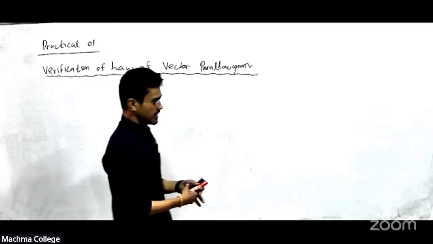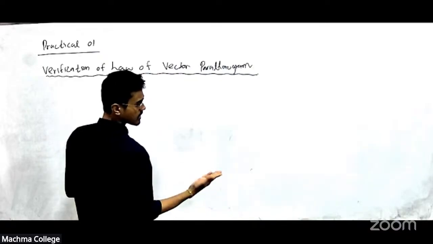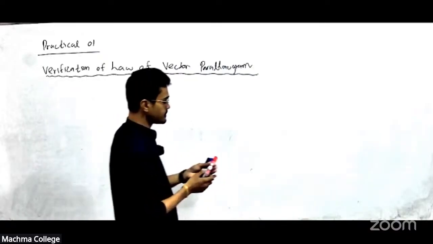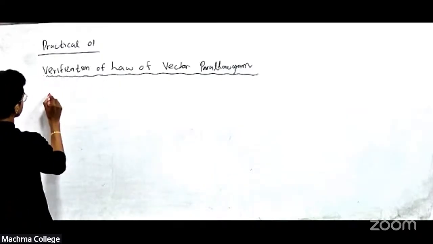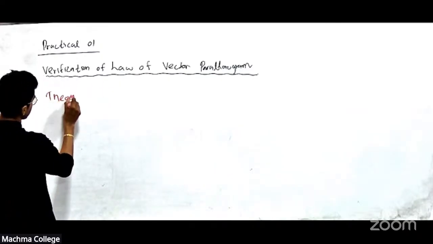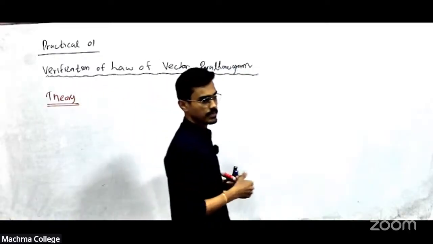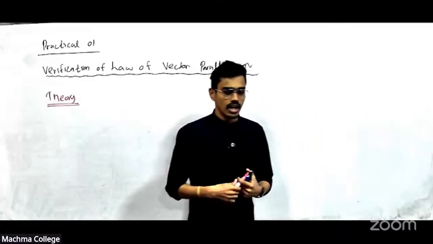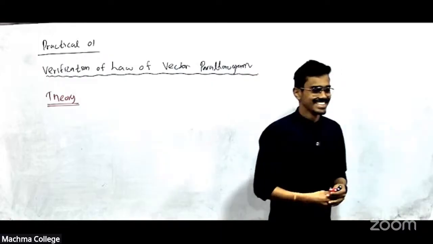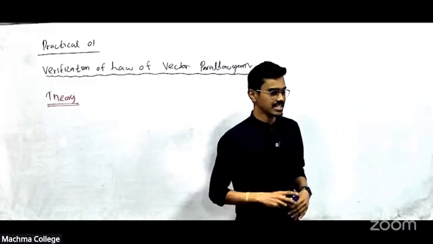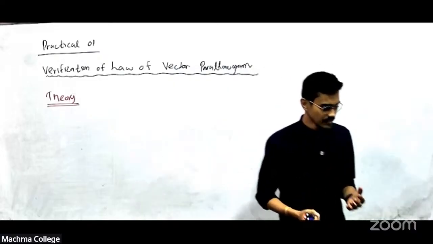Okay. Take down the heading. Verification of law of vector parallelogram. Right. So before the experiment, this is the theory part you need to know. See, this is a theory related to this. Now you have learned the theory of vector parallelogram in vectors, right? How many vector laws we have in our syllabus? I'm just recalling the stuff we have.